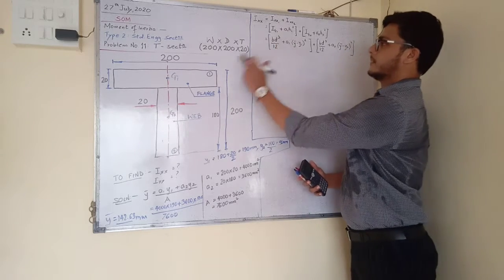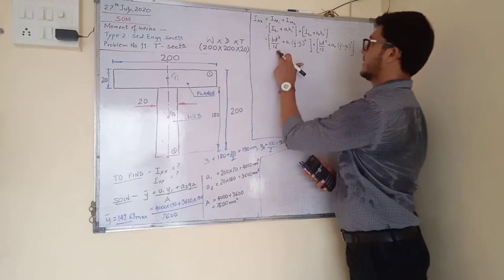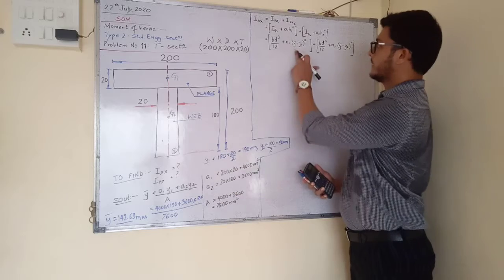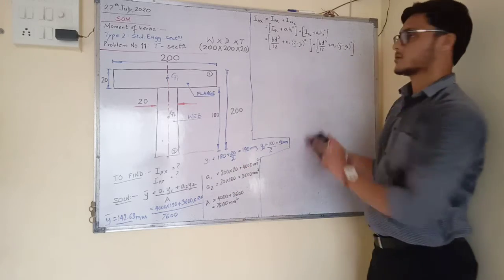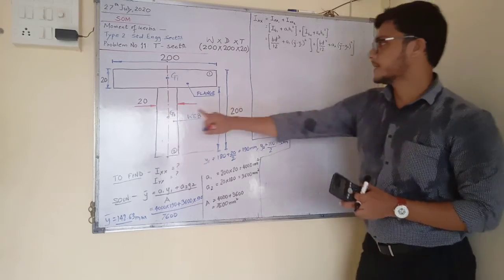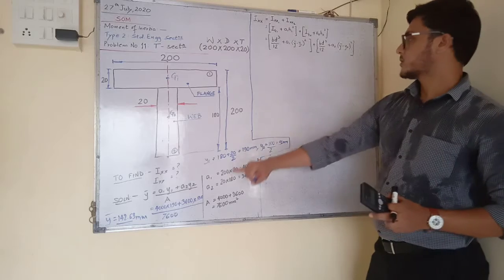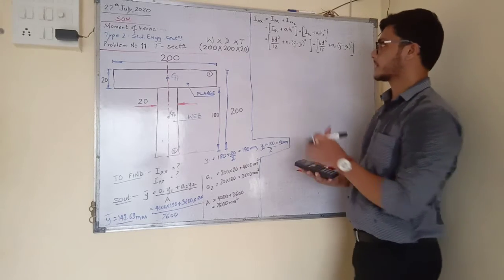So B and D will be of the first rectangle. B is 200, D is 20. Area we have calculated. Y bar and y1 are also available. So we'll get this bracket. Here B and D will be: B is how much? 20, and D is how much? 80. Area A2 is there, y bar and y2. So I am substituting the values.